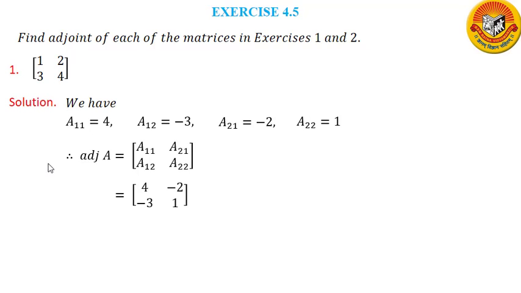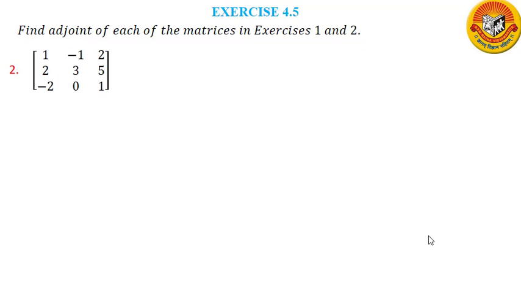So this is my adjoint A. Now let us see the second question. This is a 3 by 3 matrix. Elements are 1, minus 1, 2, 2, 3, 5 and minus 2, 0, 1. Now we will find cofactors.